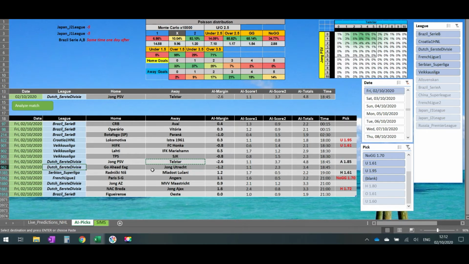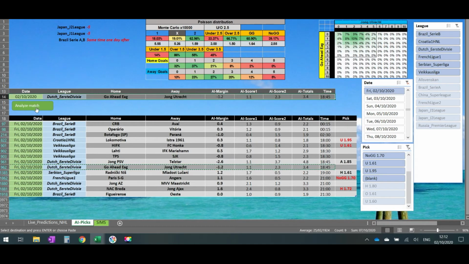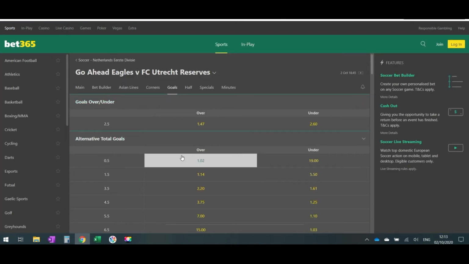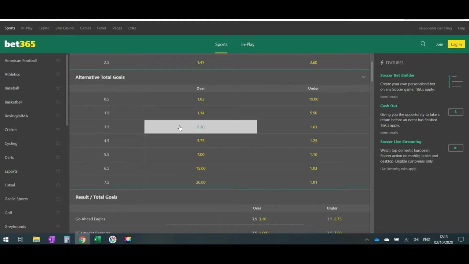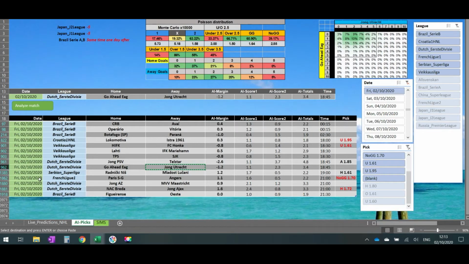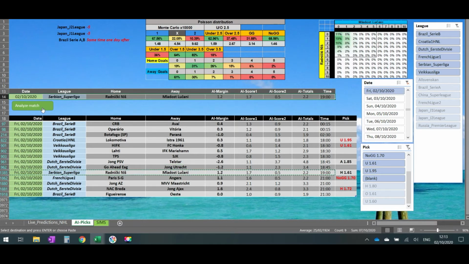So we were on this over here. Let's check the Go Ahead Eagles against Utrecht. Okay, it seems that we have an indicator in over 2.5 goals. Let's go and check. It's this one, goals. Over 2.5 goals, it's 1.47, it's less than 1.60, so we don't pick it.